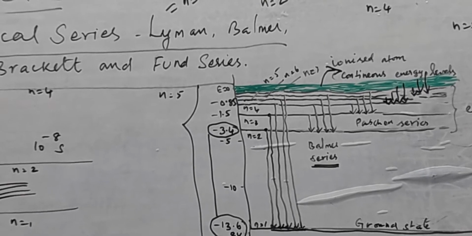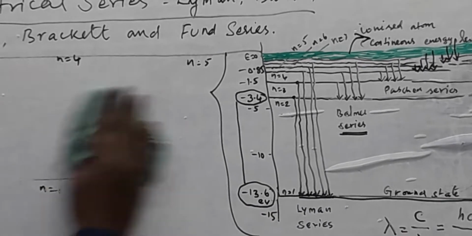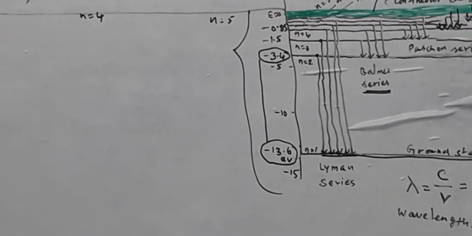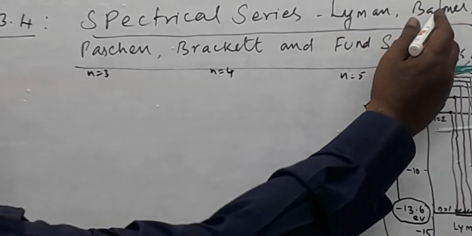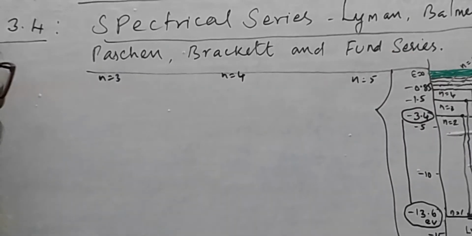So what is this spectral series? These are all the spectral series. For hydrogen spectra, we get five spectral series. One is Lyman, another is Balmer, Paschen, Brackett and Pfund series.